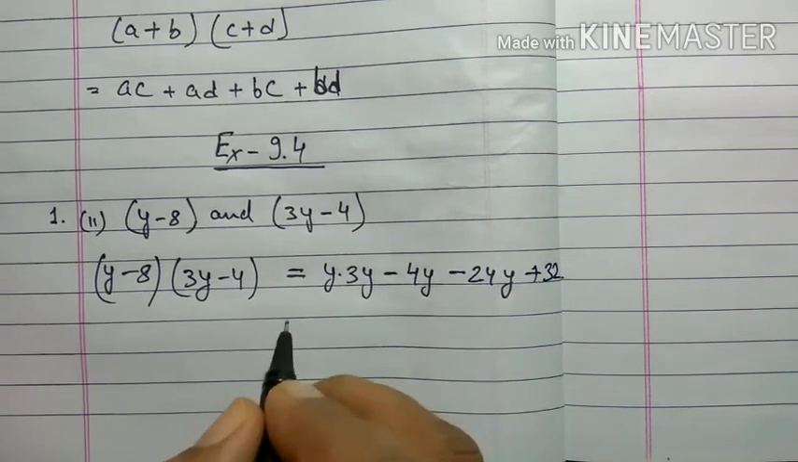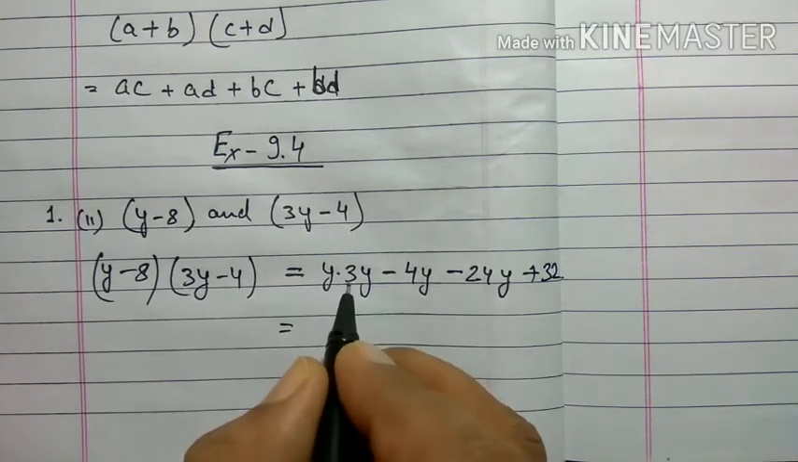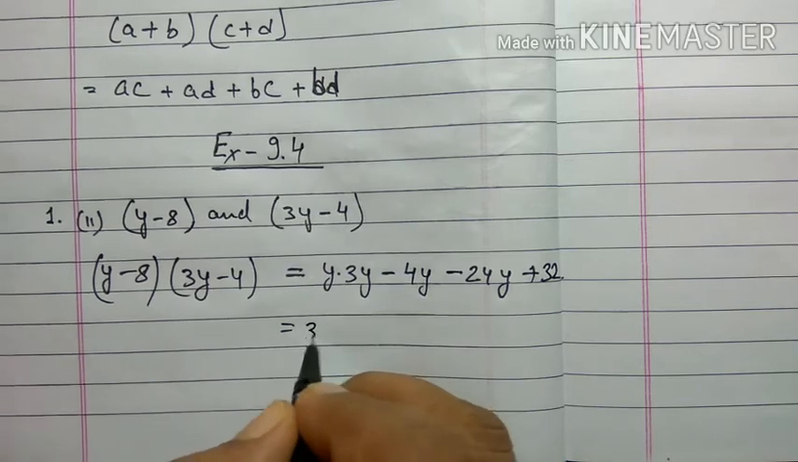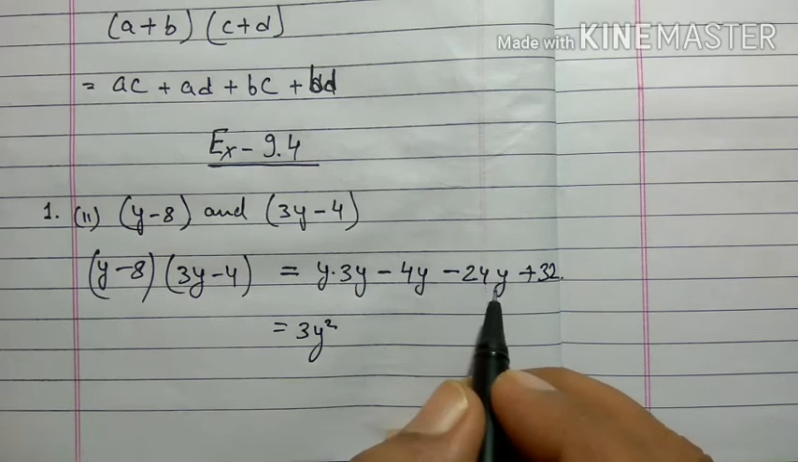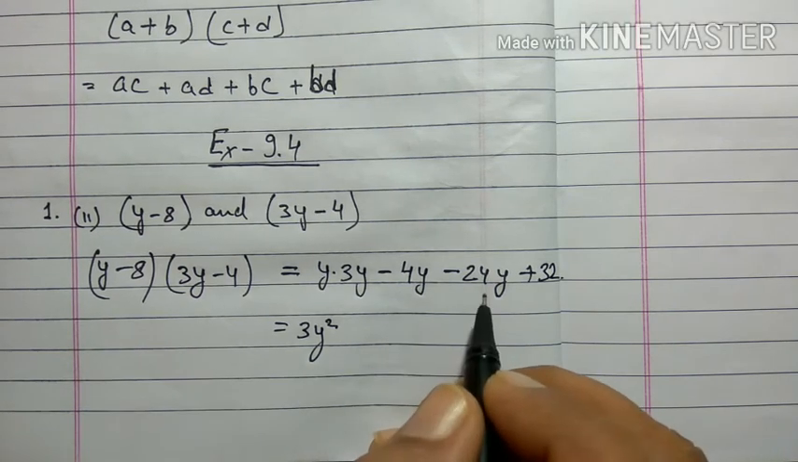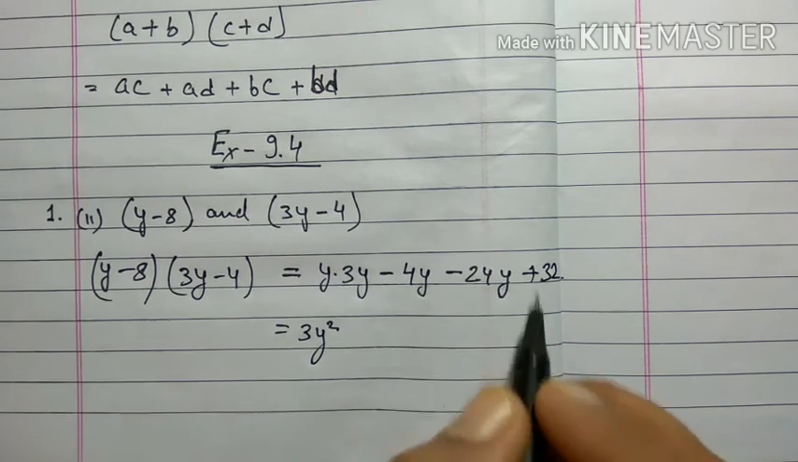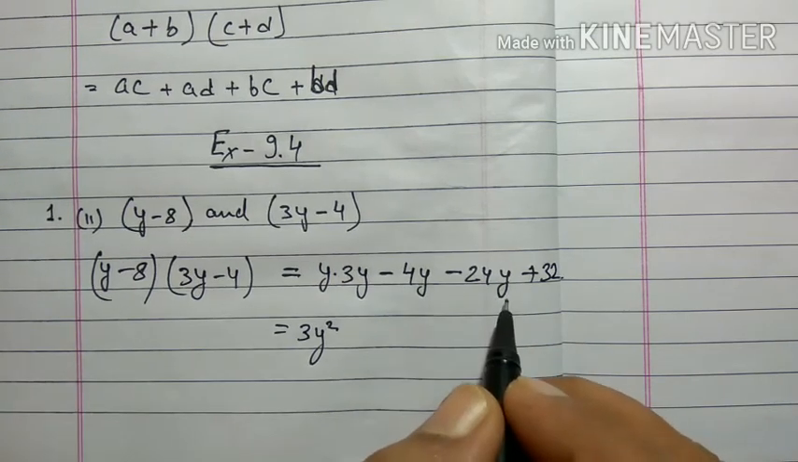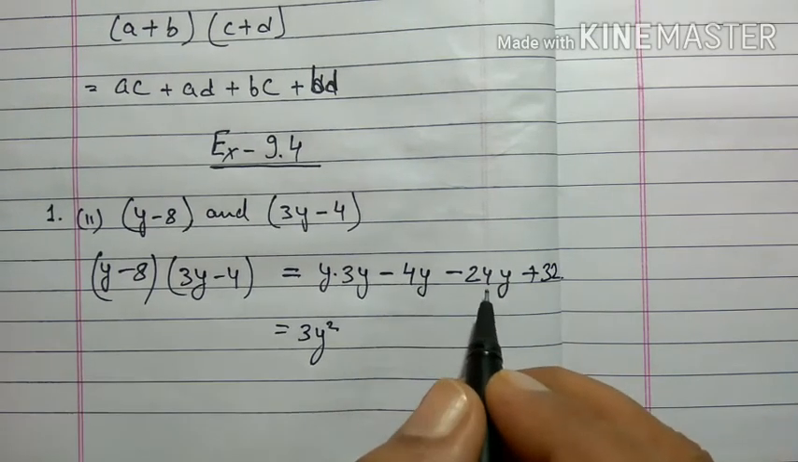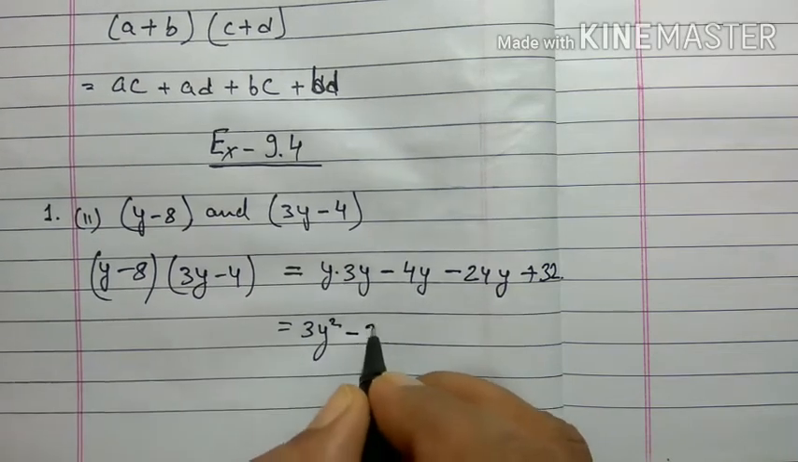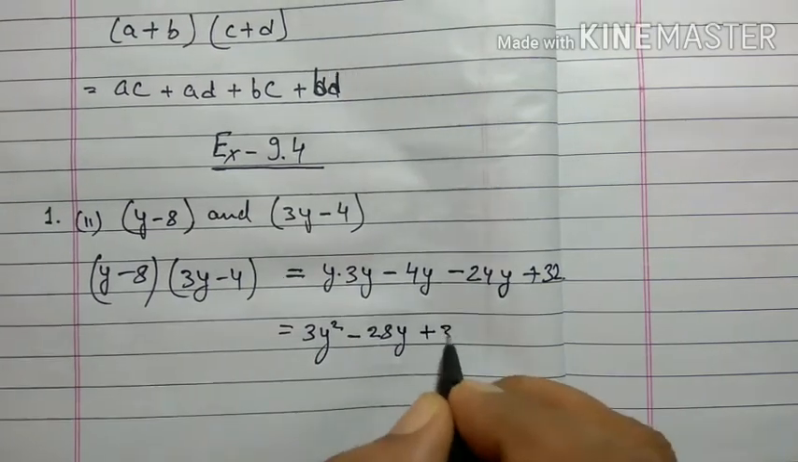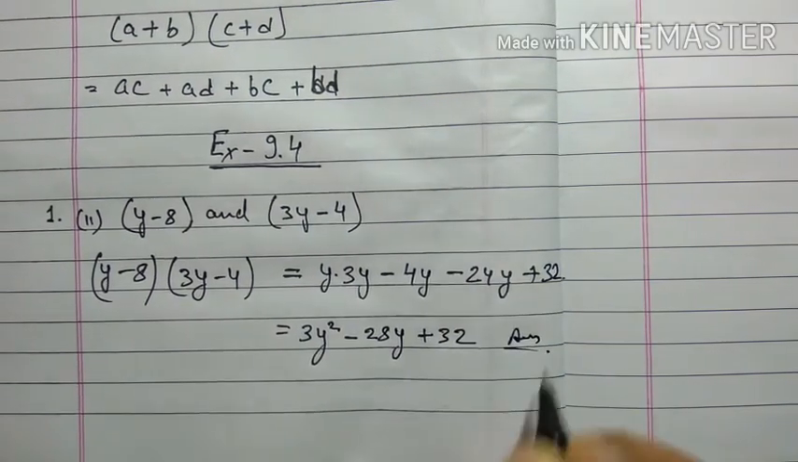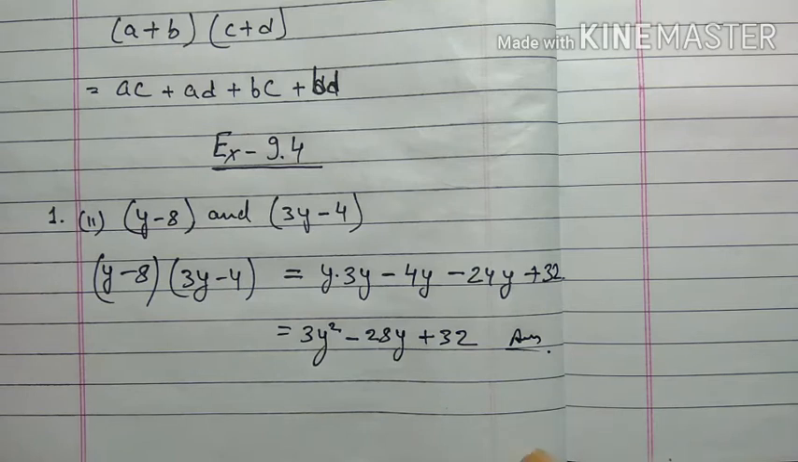So now we will complete it. 3 into y is 3y square. Then minus 4y and minus 24y, both these are like terms. Whenever we have like terms, we will combine them. So minus 4y and minus 24y becomes minus 28y, right? And then plus 32, and this is our final answer. Like this way you have to complete question number 1 of exercise 9.4.